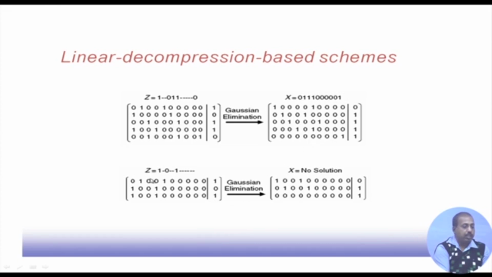Whereas in this particular case, z is this, but here the Gaussian elimination cannot give any solution. So this particular pattern cannot be generated by this machine. And why has it not been able to generate? Because you see that two rows have become the same. So the Gaussian elimination will convert it, and this will be all 0. So it will not be able to do the solution finding.